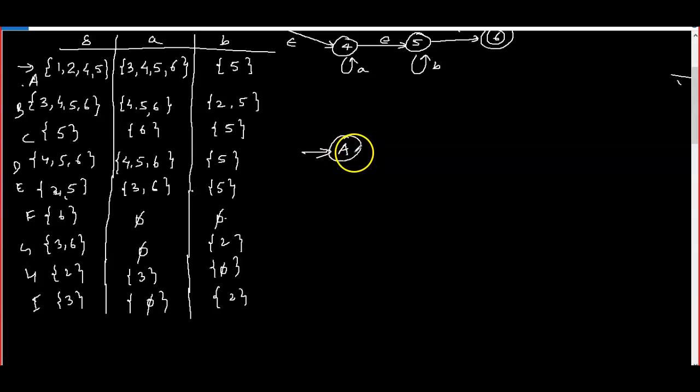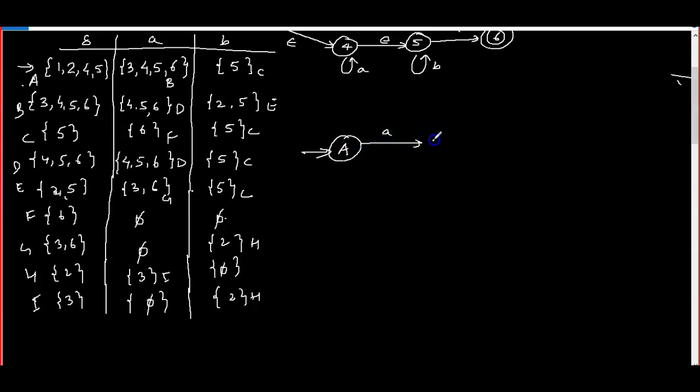Now the DFA. So A, this one you can write numbering the same as I wrote here. This is B, this is C. And this is 4, 5, 6, that is D. 2, 5 is E. This 6 is F. That 5 is C. 4, 5, 6 is D. 3, 6 is G. 5 is C. This is nothing here. 2 you can write here, H. And 3 is I. And this 2 is H. Okay, so we'll do it.